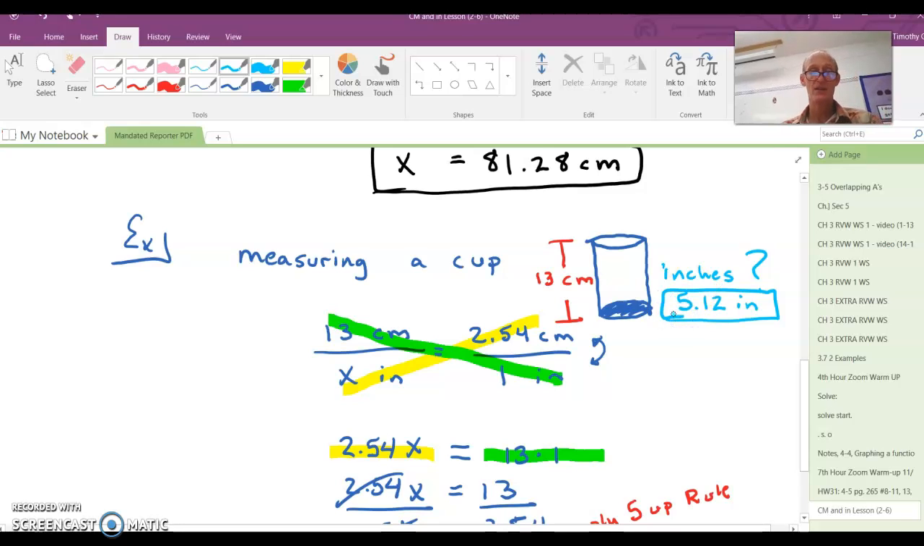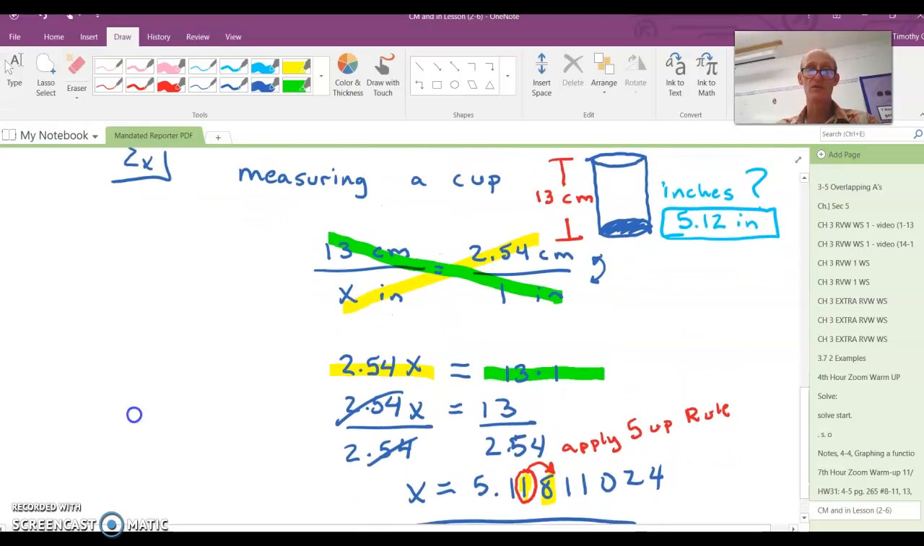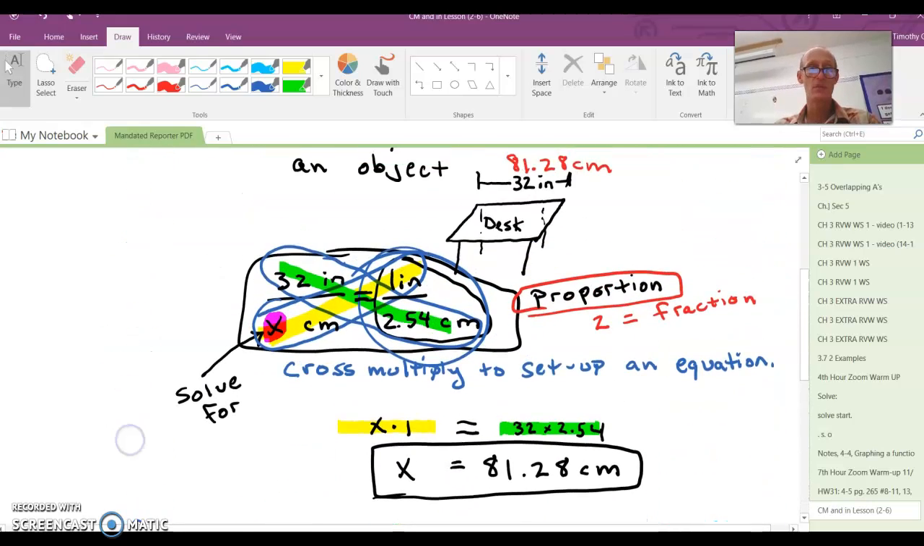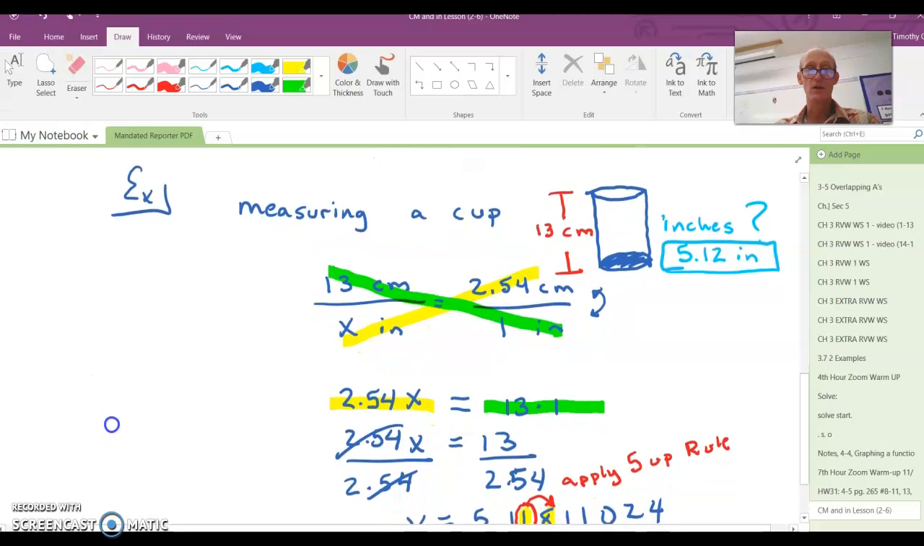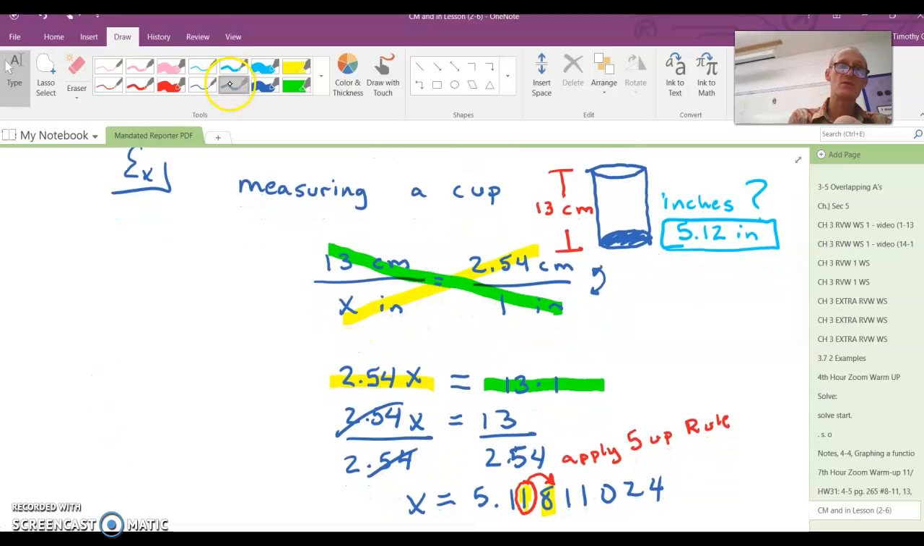That's how you get that done. It's a really important idea in math. We've got to make sure to know how to solve those proportions, and you do it with the cross multiplication method to set up an equation.